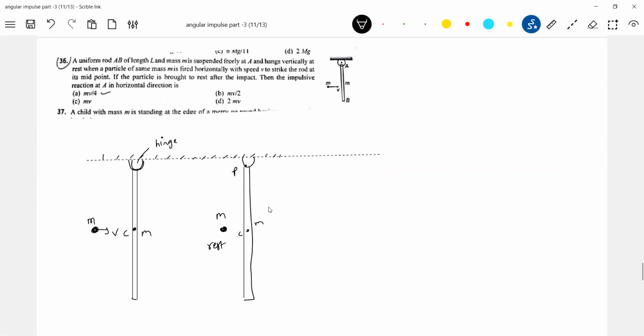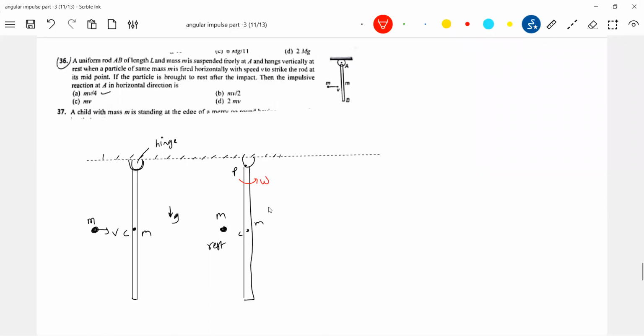So don't bother, leave the question. What happened to the rod? It will rotate, no? Sir, how the weight will act? In fact, let me get you into the problem. G will act here. You don't bother about the question. After impact, what will happen to the rod? It will rotate, as we know. Okay, let's go for rotate.